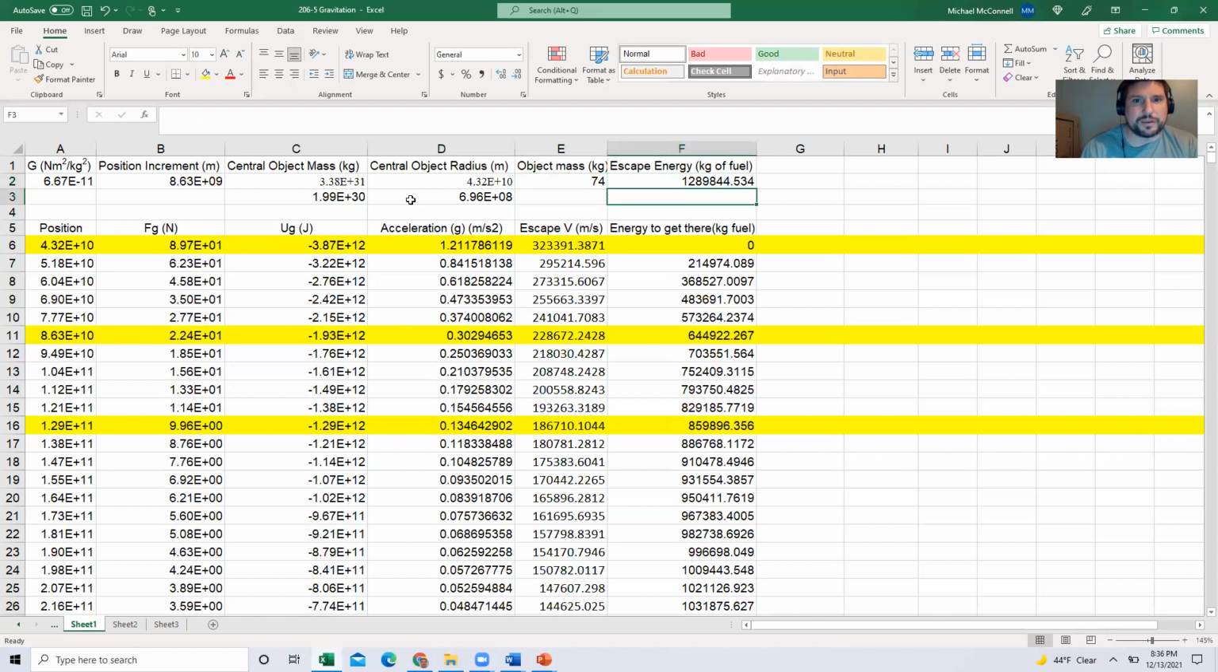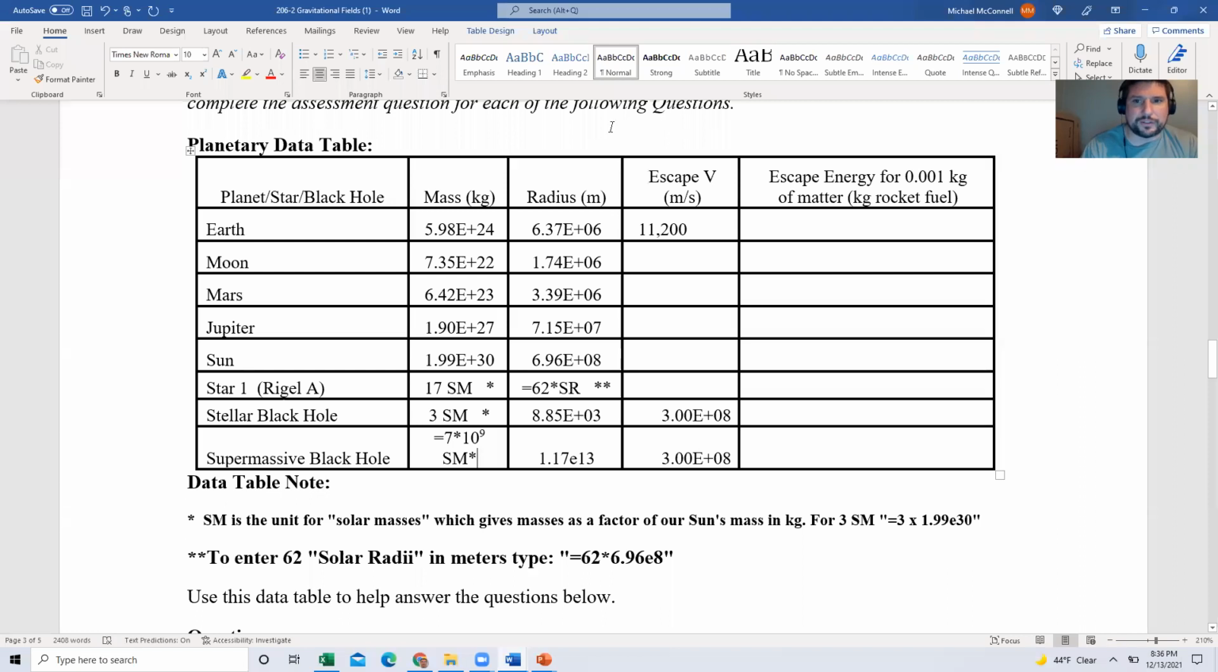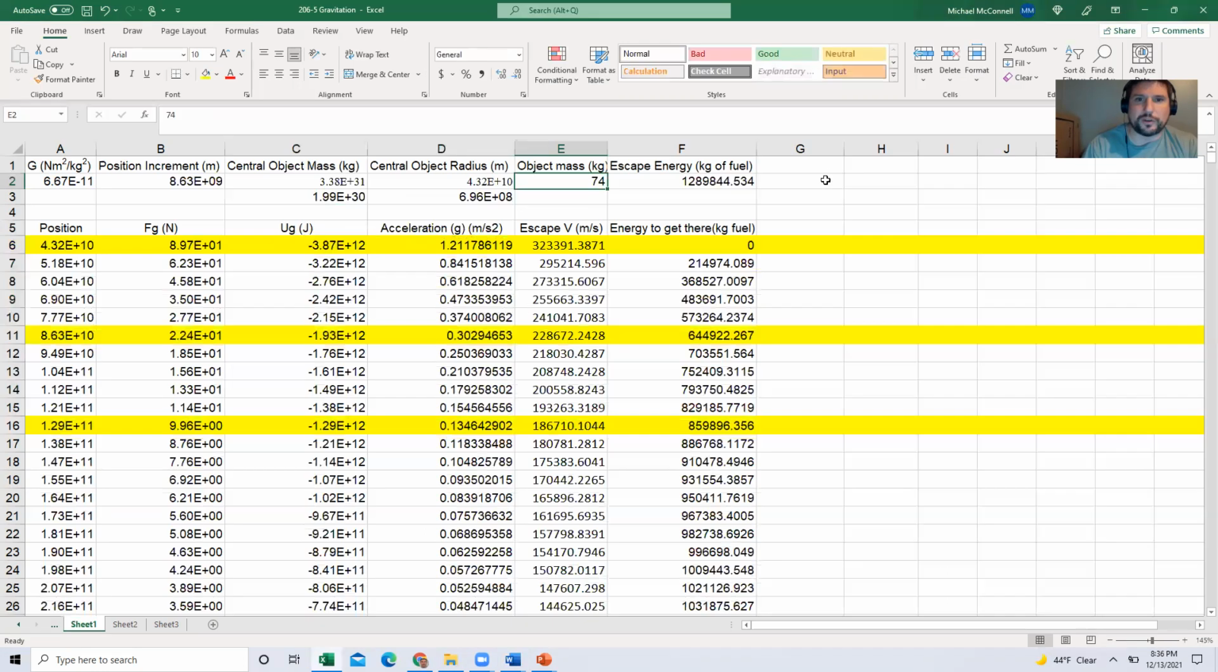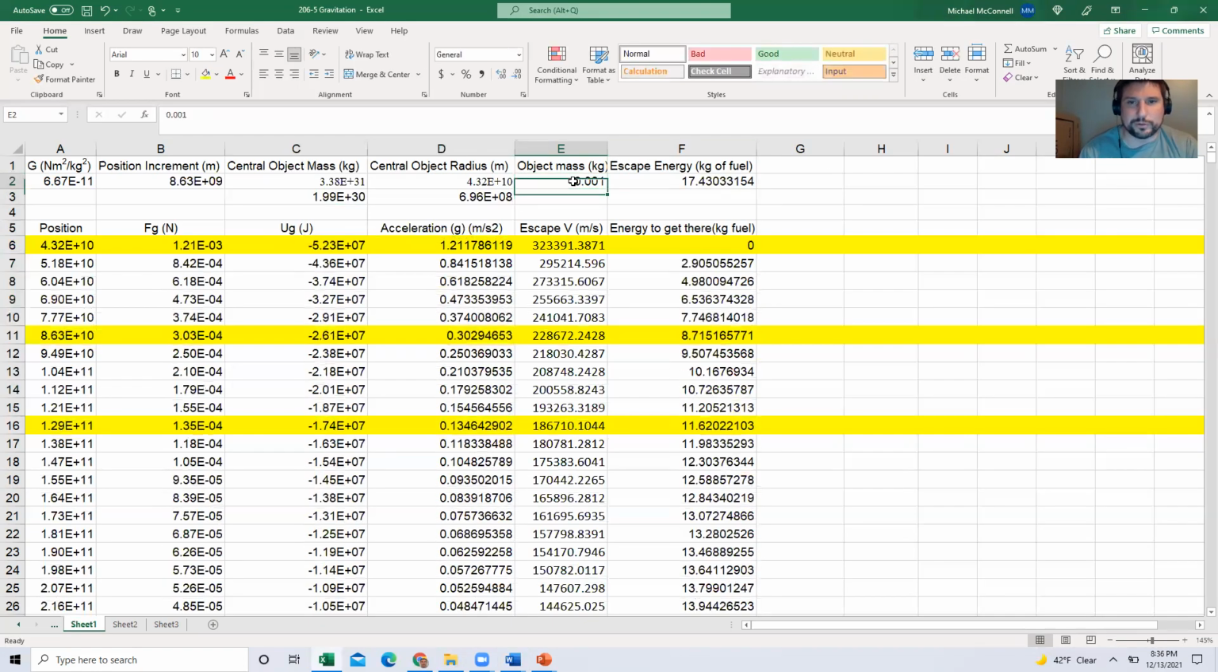This is going to give you the escape energy for, now it asks for the escape energy for 0.001 kilograms of matter. So I'm going to have to change out the mass with 0.001 kilograms. That's 1 gram of matter. So that gives you an idea, 1 gram takes 17.4 kilograms of rocket fuel to lift off of a star like that. It's a very large amount of energy. The only thing that's really going to escape from a star is going to be like a solar flare or coronal mass ejection that's going to pull material away.